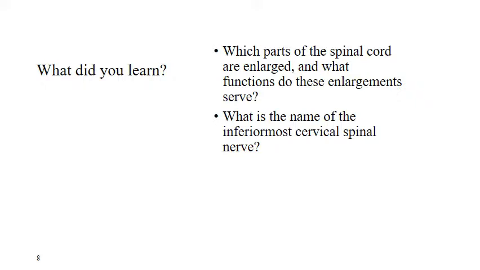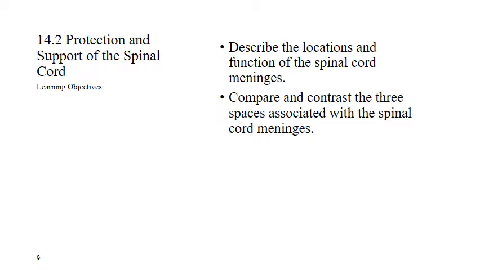All right, so you want to think about which parts of the spinal cord are enlarged and what functions these enlargements serve. So remember, we were talking about those 2 different pieces that had nerves innervating them for the upper limbs and the lower limbs. And then what is the name of the inferior most spinal nerve? Of course, that's going to be our coccygeal 1, or that CO1 nerve.